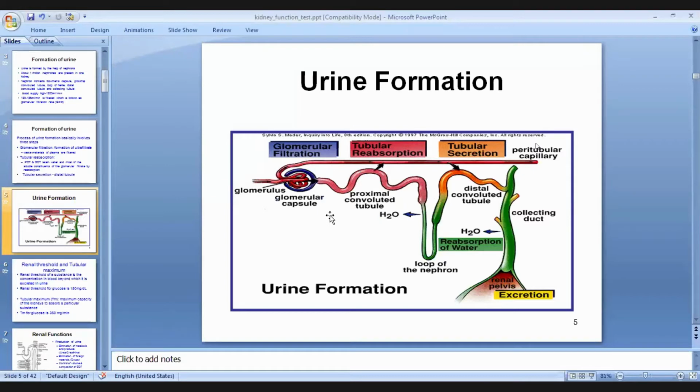So in 3 major steps: glomerular filtration, tubular reabsorption, and tubular secretion. Glomerulus is where the ultrafiltration occurs, then tubular reabsorption, and there is tubular secretion. Here from the tubules, some products are secreted again. These are the different processes occurring in the nephron: glomerular filtration, tubular reabsorption, tubular secretion. So the functioning of nephron means these major 3 processes.